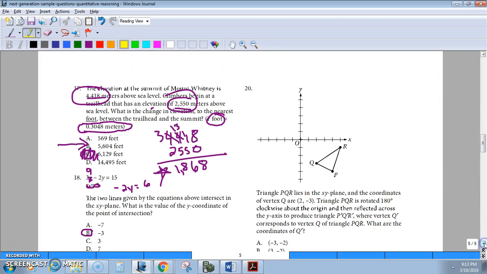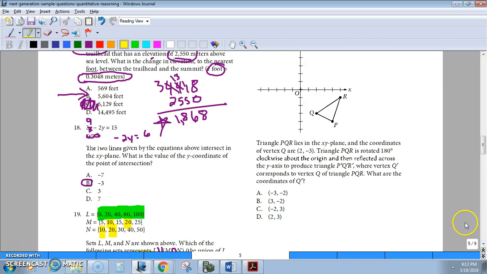Number 20. Triangle PQR lies in the xy-plane and the coordinates of the vertex are 2, -3. That's this one. That's Q. And PQR is rotated 180 degrees clockwise about the origin and then reflected across the y-axis to produce triangle P'Q'R', where vertex Q corresponds to vertex Q prime. What are the coordinates of Q prime?